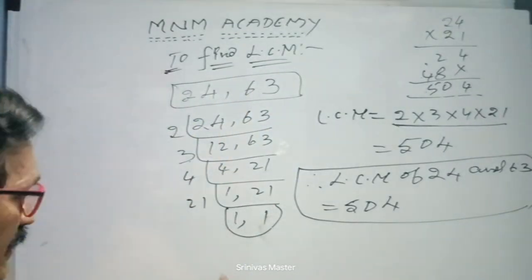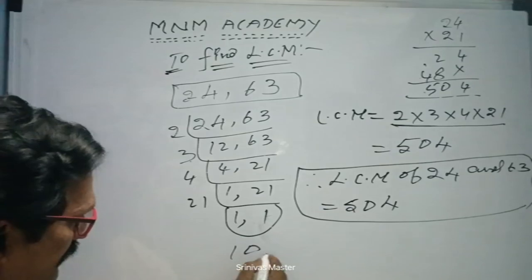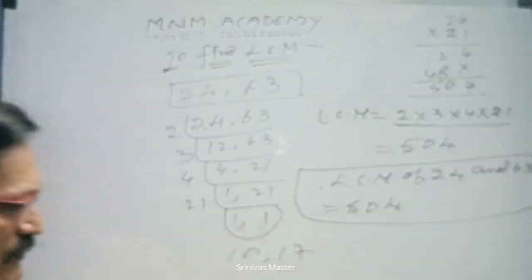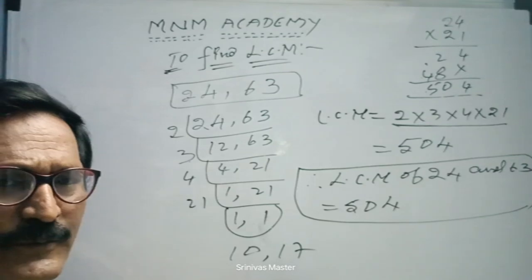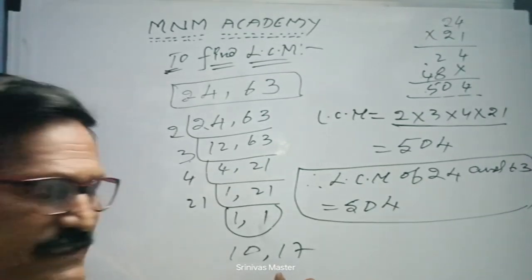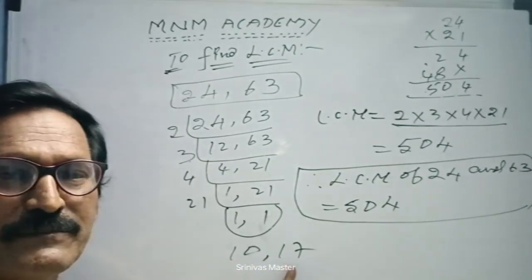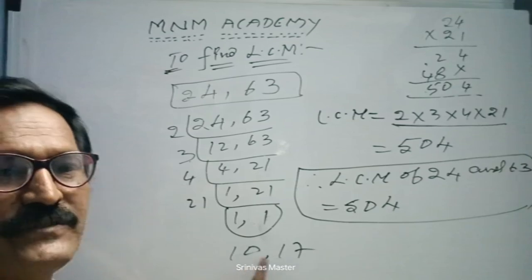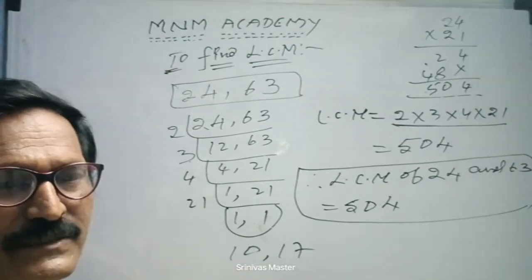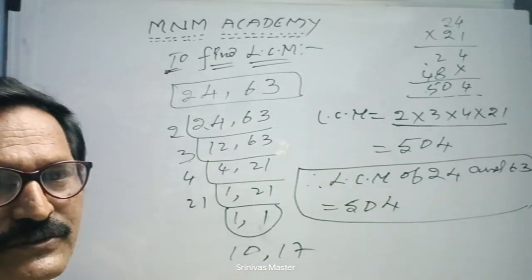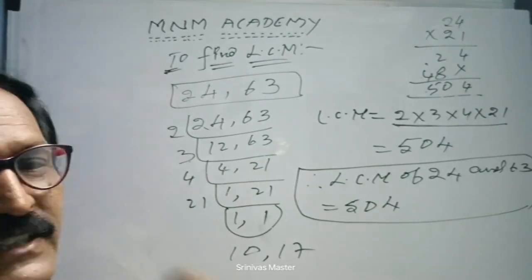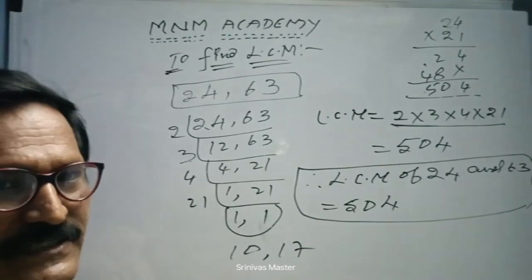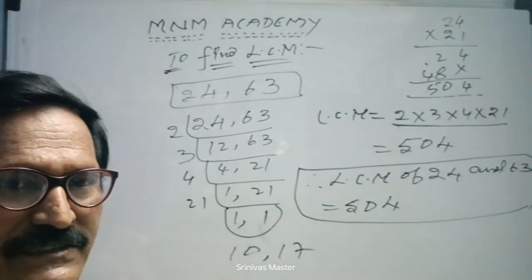For example, if you take 10 and 17, these are the two numbers. Is there any common number? No, there is no common number. So for the LCM of these two numbers, what do you have to take? The product of these two numbers. 10 into 17 means 170. Okay, children, this concept, this principle you have to remember. Then you can take your own numbers to find the LCM. This is the general division method, children.